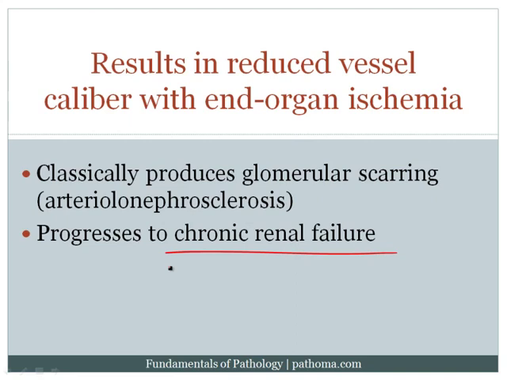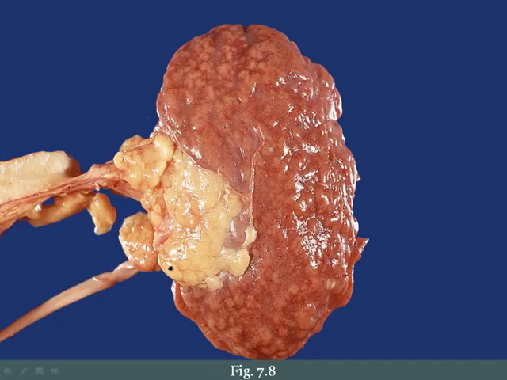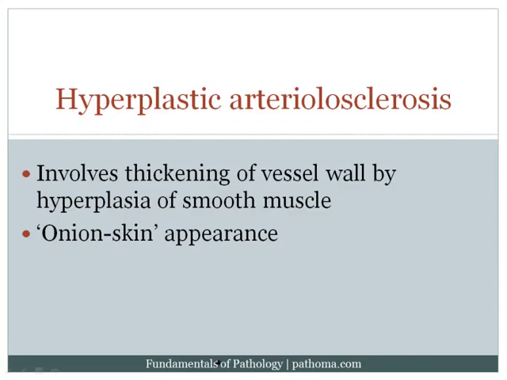Now, of course, as you get this glomerular scarring, you're going to shrink the kidney, so the kidney will become shrunken, and on top of that, you'll see the scarring on the surface of the kidney. Now, when you look at the outside of the kidney, you're really getting a look at the cortex. So the outside represents the cortex. The surface of the kidney is really up against the cortex, basically. And so this is a classic example of arteriolonephrosclerosis.